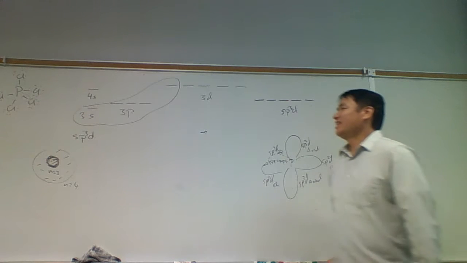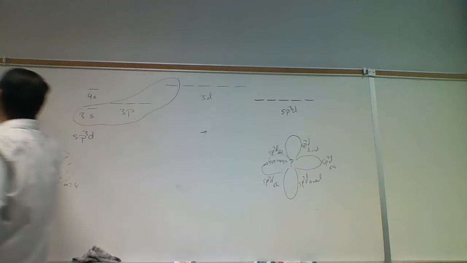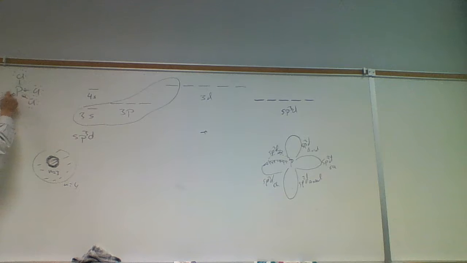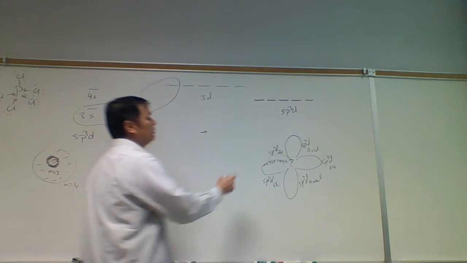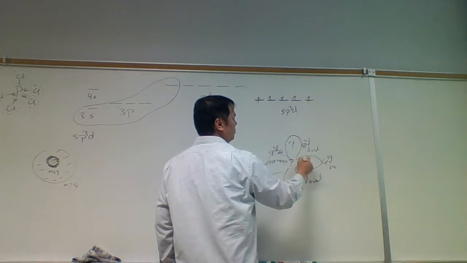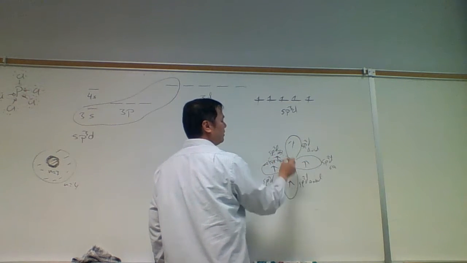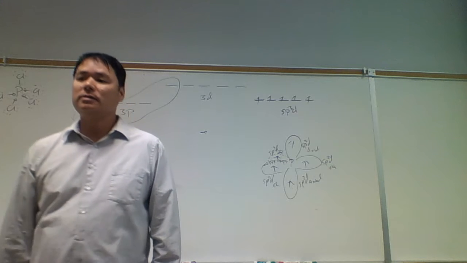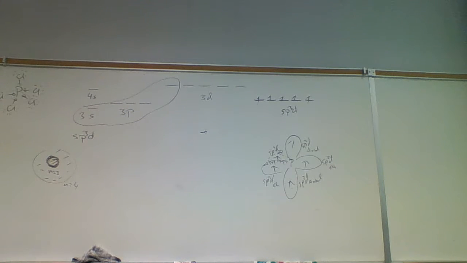And then we look at how many electrons phosphorus has: 1, 2, 3, 4, 5 electrons. And so we singly occupy each of the sp3d orbitals. And then we have to bond chlorine to that. So it's kind of the same kind of deal. sp3d2 is similar, except it would have an octahedral rather than a trigonal bipyramidal arrangement of orbitals.